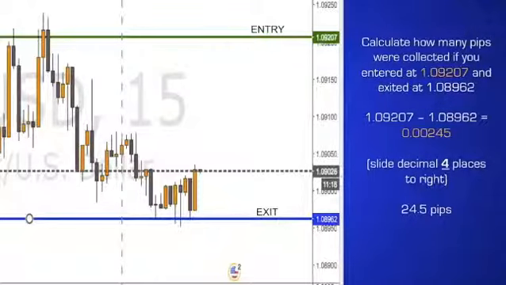Now, of course, there are fancy tools like on MetaTrader 4 or TradingView, but to get you started, this is how it works. So let's say you enter, and I already have the entry price at 1.09207, and you exit at where the blue is at 1.08962. You are going to subtract those numbers. It's going to equal 0.00245. You can slide the decimal over 4 places to the right, and then you end up with 24.5 pips. Hopefully, this is getting more simple. If not, please replay this video.